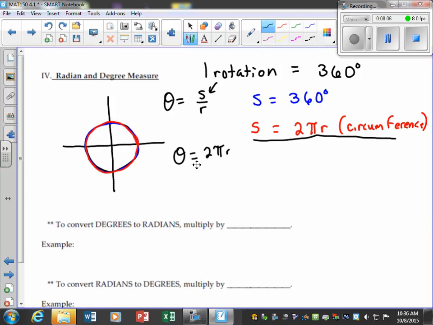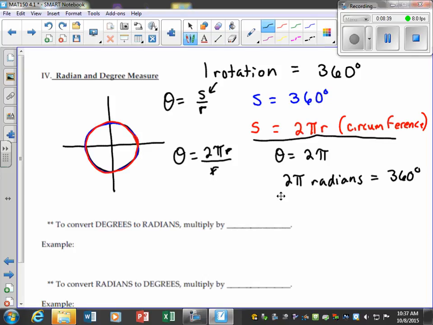So just hang in there with me. S is the same thing as 2 pi r, so I have my S, and I put that over r. What happens algebraically? The r's cancel, so theta is equal to 2 pi. So 2 pi radians is equal to 360 degrees.